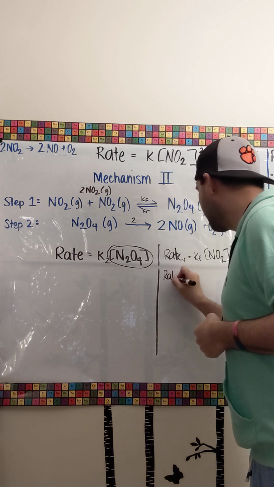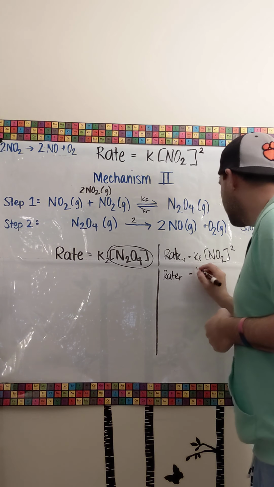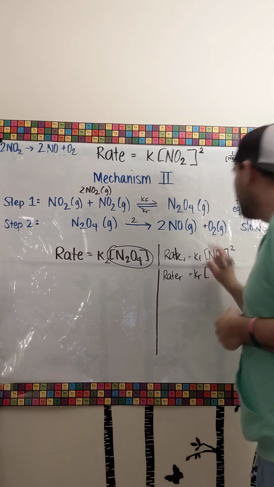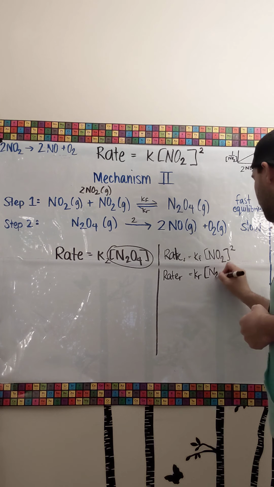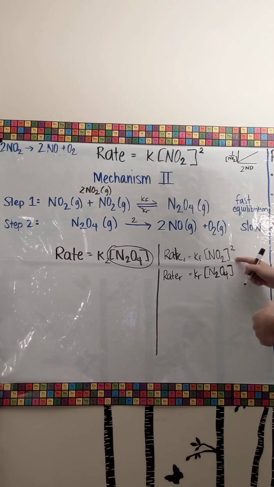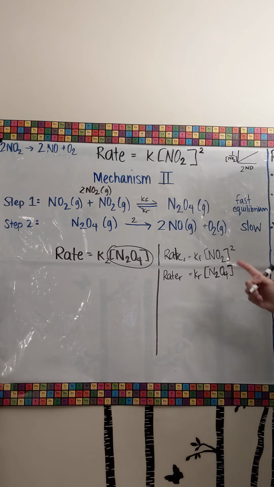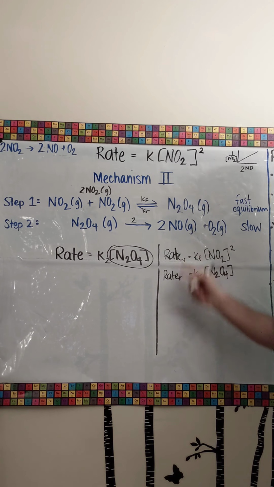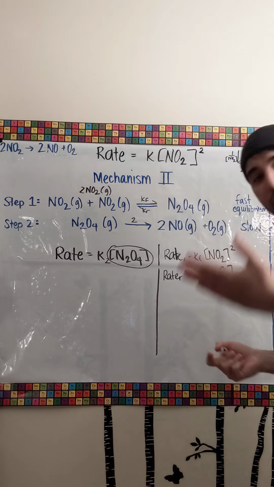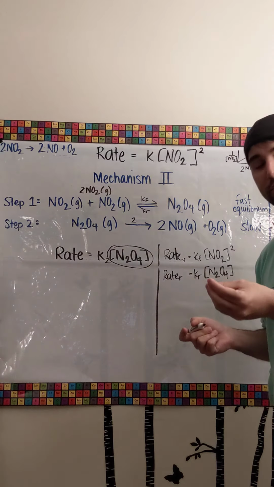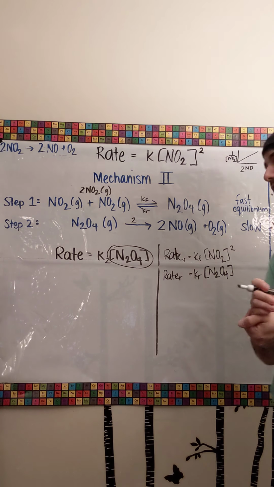Rate of the reverse is equal to Kr times the concentration of N2O4, and there's only one of them, so it would only get a power of 1. Now, what do we need to remember about equilibrium? I brought this up in Unit 5, and it definitely comes up in Unit 7. You have to know the definition of equilibrium.